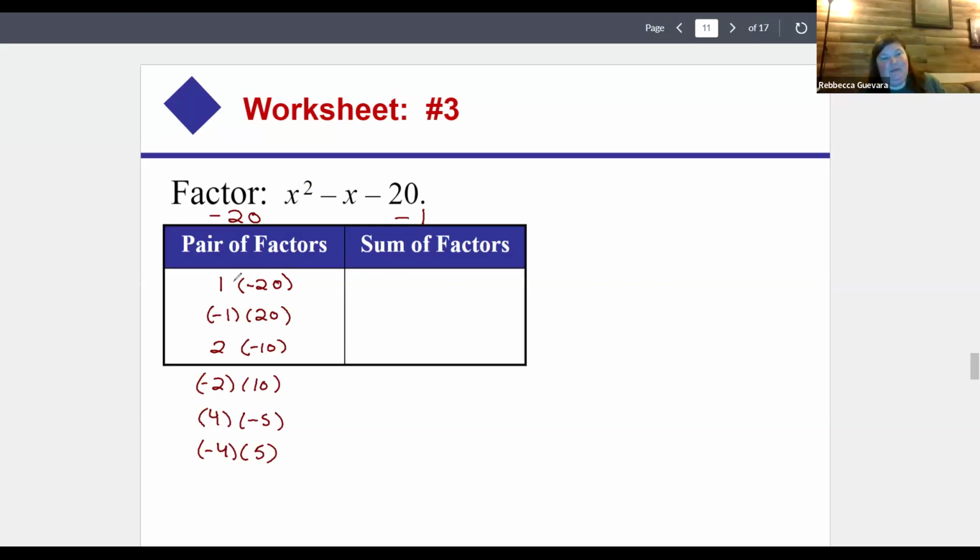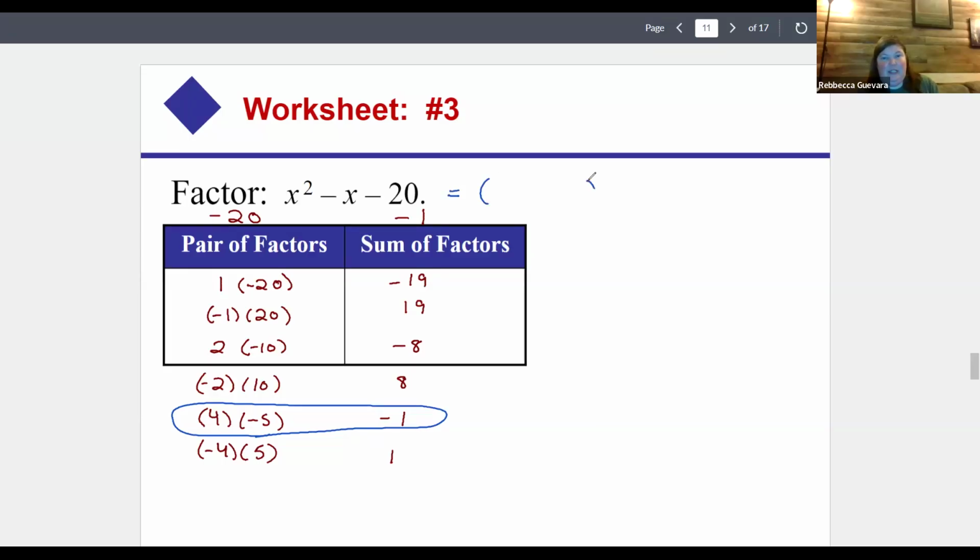So if we add, 1 plus negative 20 is negative 19. Negative 1 plus 20 is positive 19. 2 plus negative 10 is going to be a negative 8. Negative 2 plus 10 is a positive 8. 4 plus negative 5 is a negative 1. And negative 4 plus a positive 5 is a positive 1. And we wanted them to sum to that negative 1. So this is what we needed, was that sum, or that product right there.